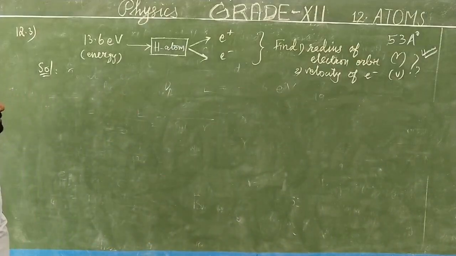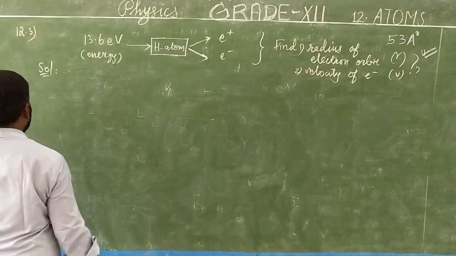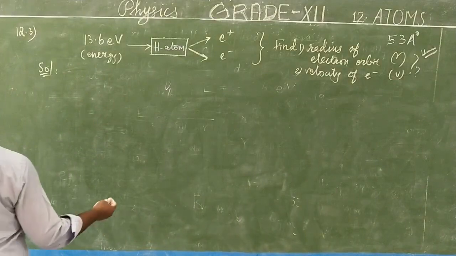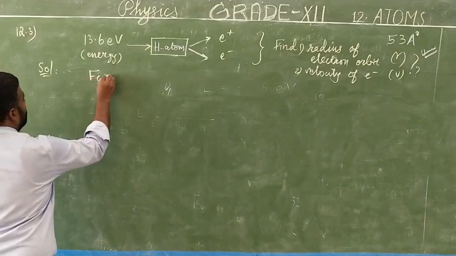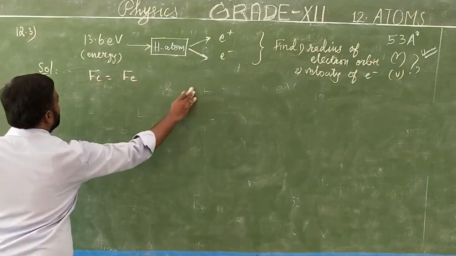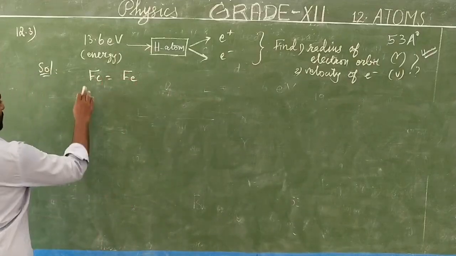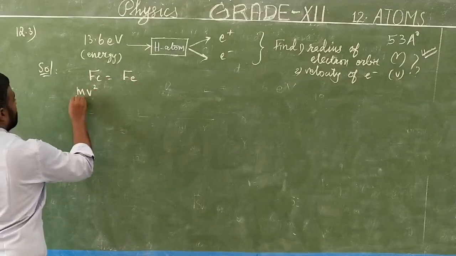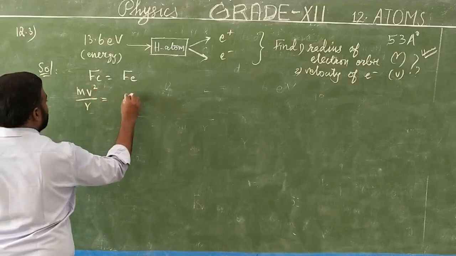So the velocity of orbital electrons. How to find this value? By comparing the centripetal force and the electrostatic force, finally you get the value. What is the centripetal force? mv squared by r.